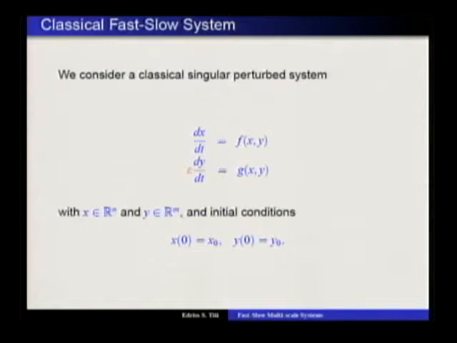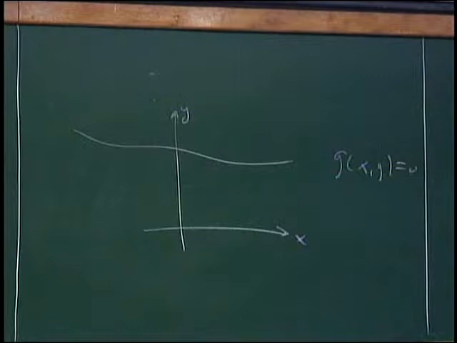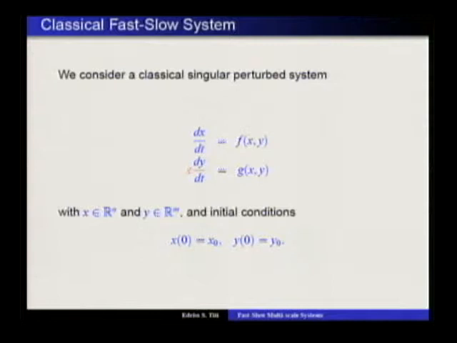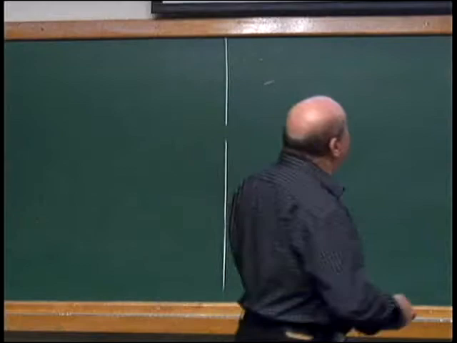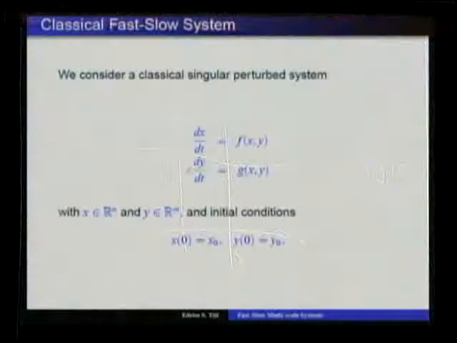This is nice, and let me basically tell you what I meant here. I look at g of x, y equals zero. I get a surface. Say this is x, this is y. This is the solution. And then what happens is the following: when epsilon is very, very small, you get dy/dt is 1 over epsilon times g. Therefore, the y variable is moving very quickly. By the time the x is about to change, the y is already going very quickly. So if you look only at the fast dynamics, when x is fixed, because it's hardly moving, you have to look at dy/dt equals g of x, y when x is fixed.